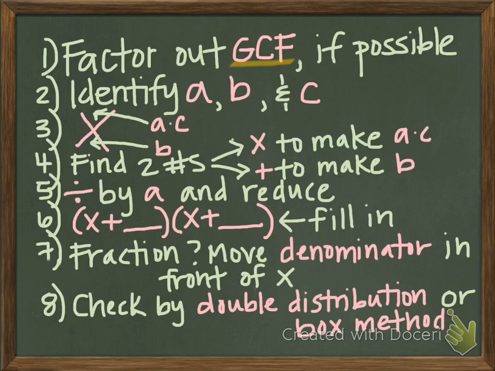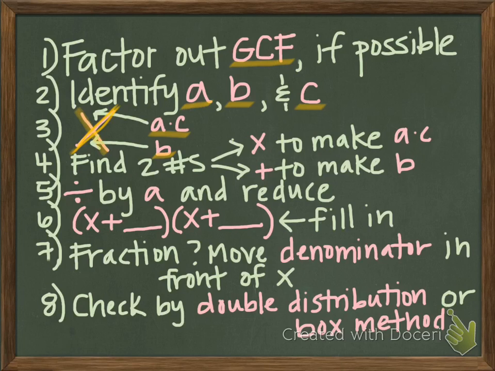Next thing, and I know you guys can do this, you're going to identify the A, the B, and the C from your quadratic trinomial. I know you guys did this when we practiced the quadratic formula. The next thing is to set up our X. You're going to draw a big X. At the top, you're going to put A times C, whatever that product is, and at the bottom you're going to put B.